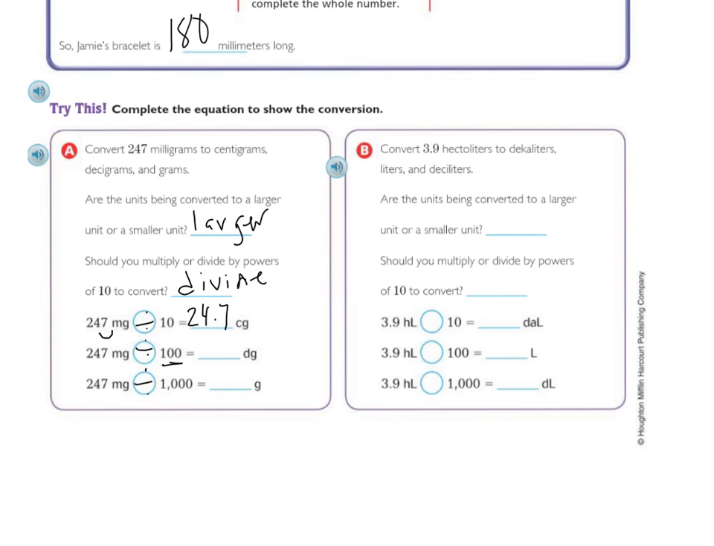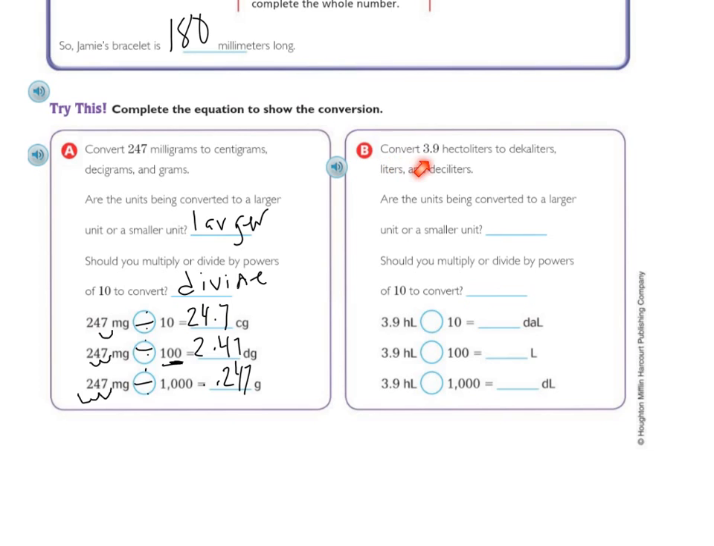And if I'm dividing by 100, I'm going to move my decimal point 2 places. So it's going to be 2.47. And if I'm doing it by 1,000, I'm going to move it over 3 places. So it's going to be 247 grams. So let's do the next one.